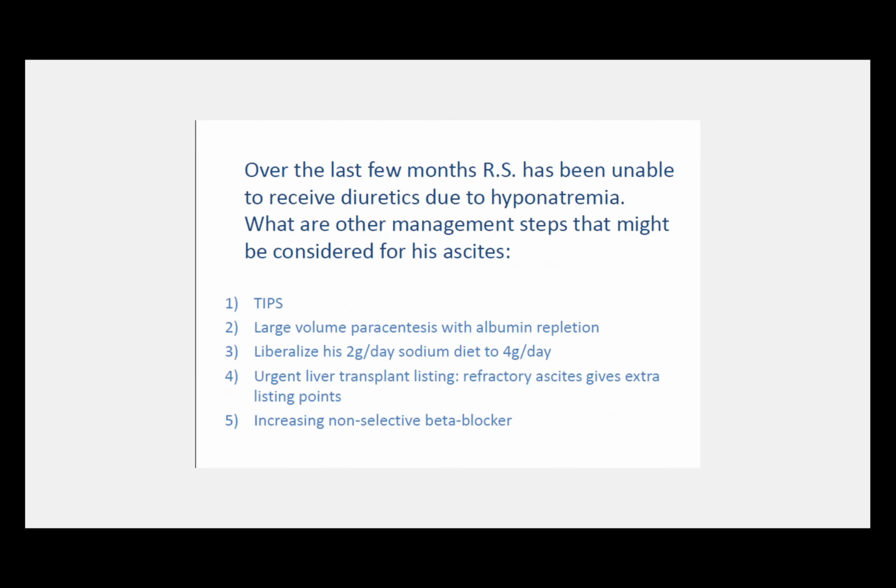So back to our patient. He was on diuretics, which we read because of the ascites, and he starts to develop hyponatremia. So what other management steps would you take in this type of patient now that he's starting to develop complications from being on diuretics?